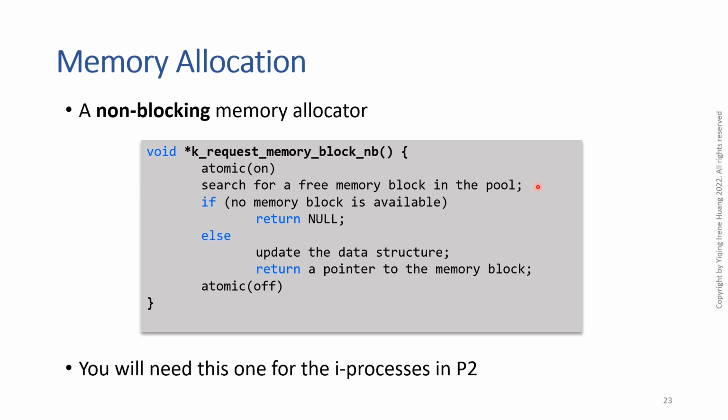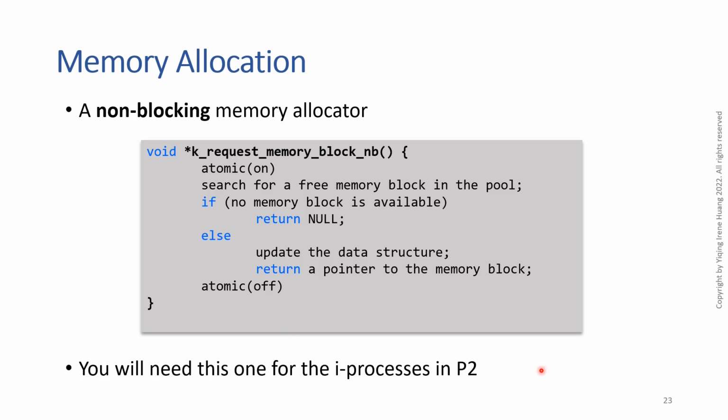So search our linked list. Is there any node on the linked list? If there is no memory block available, there's nothing on the list, then we return null. And if there's something, then we basically update the data structure. We dequeue a node from the list, and then we return the pointer to the memory to the user. And that's it. That's our pseudocode.